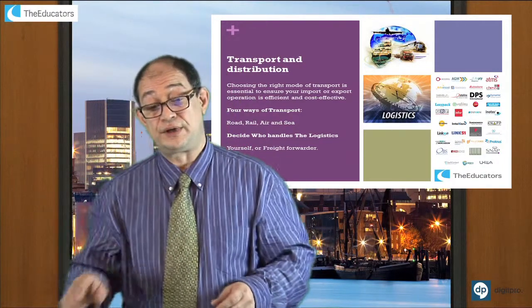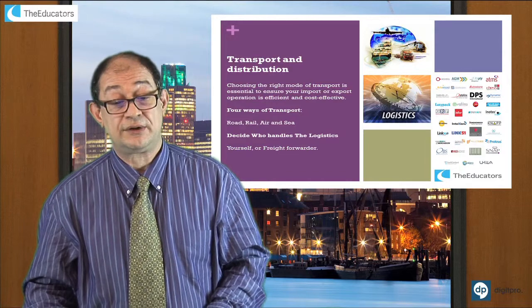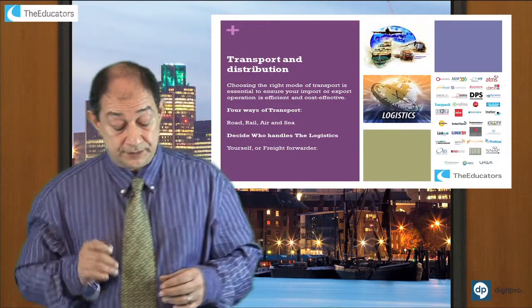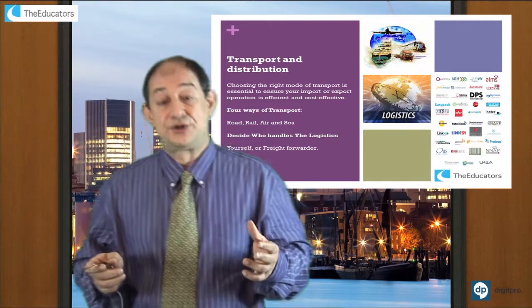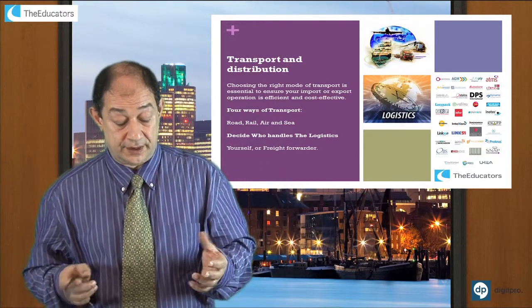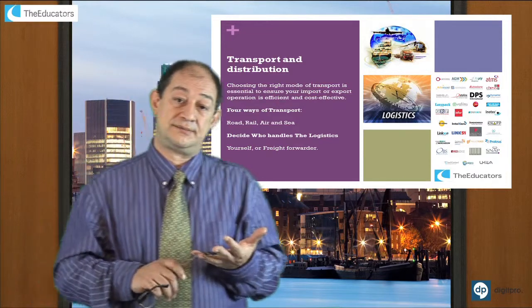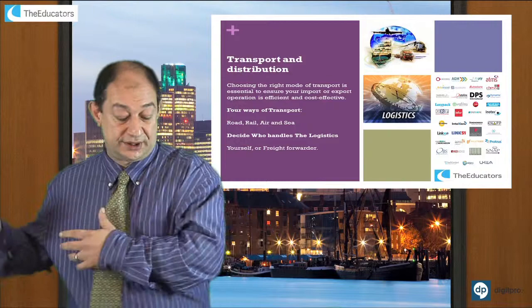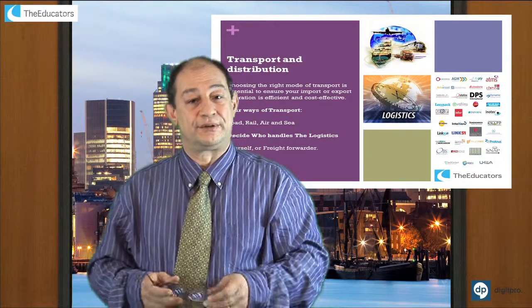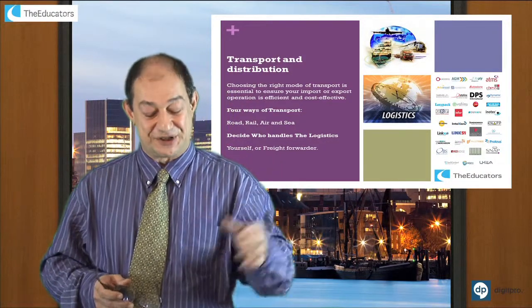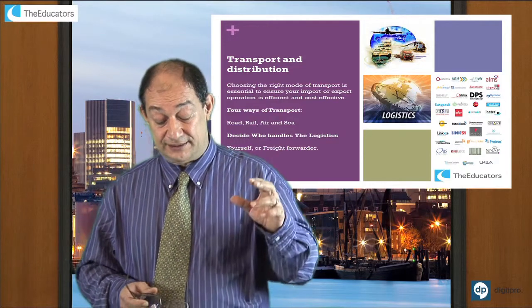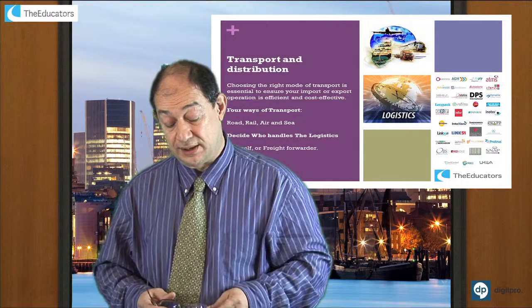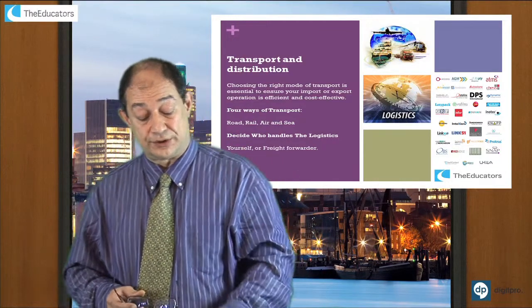Now we're going to start with transportation, which is the most important part of logistics. First of all, there are four ways you can transport any goods: roads, rails, sea, and air. Besides putting it on the back of a donkey, these are the most common ways you can do it. We're going to look at each one of them and how we choose the best way of transport for our goods.